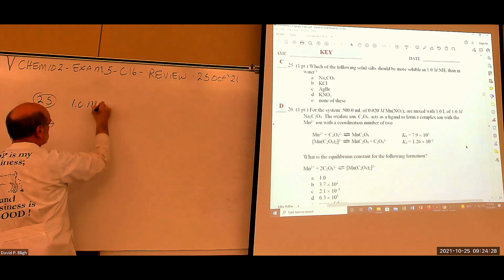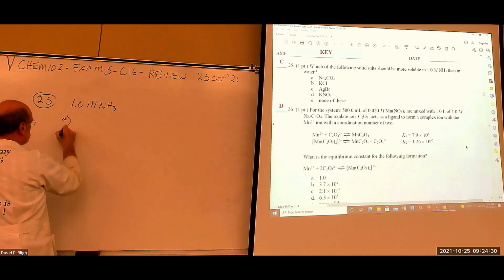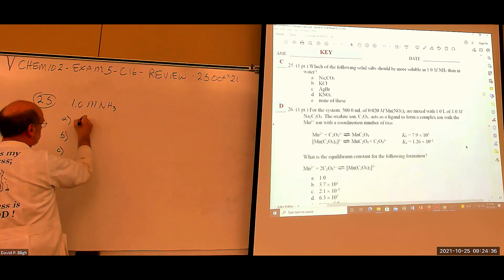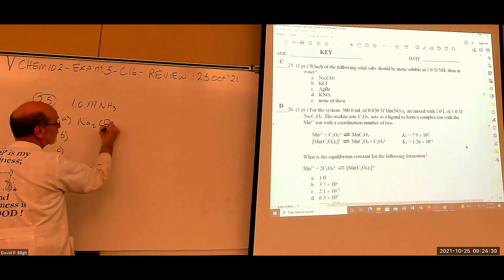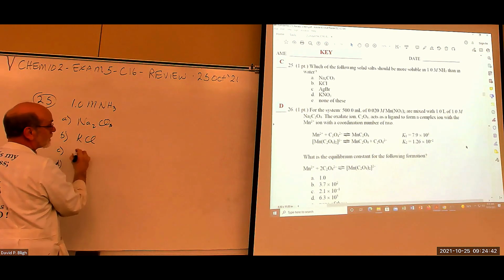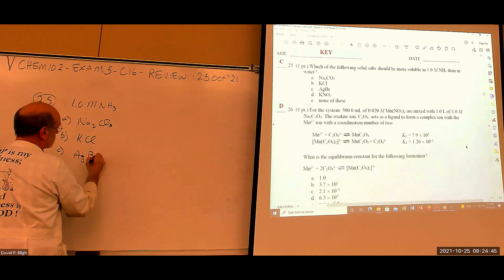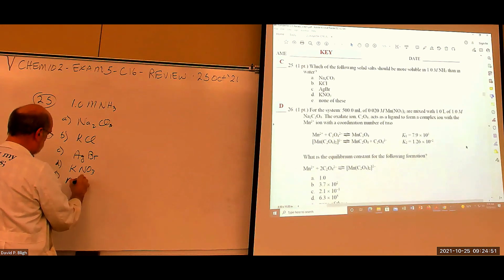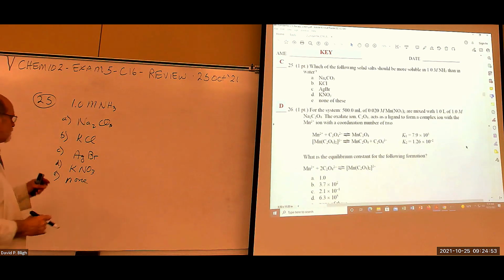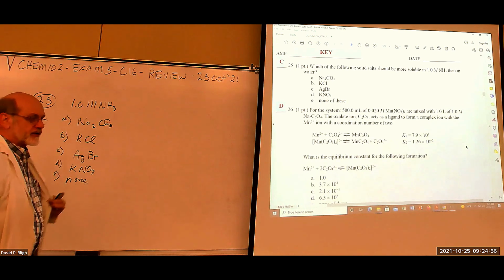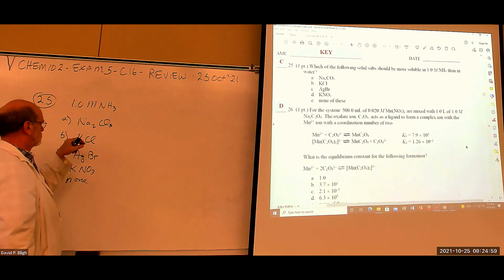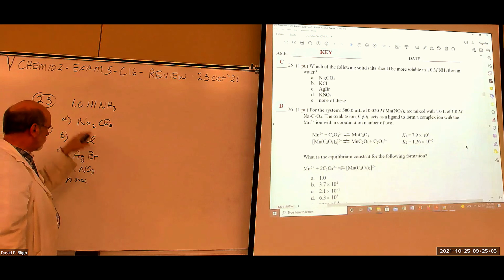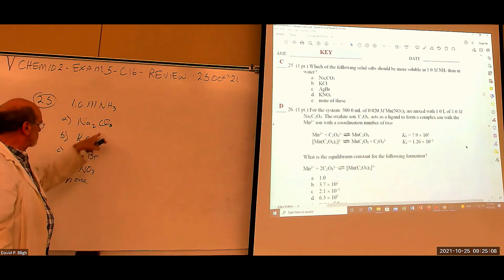So in this environment, we're asking which ones of these salts would be more soluble. Na2CO3, HCl, silver bromide, KNO3, and none. Okay, so if we were to approach this from acidify the solution, we would look for the strong base, which would be this one.